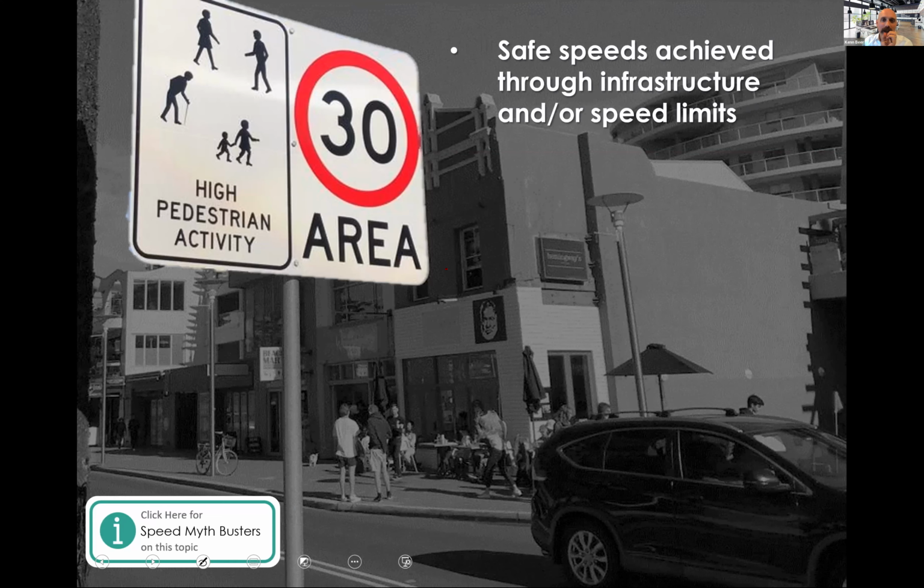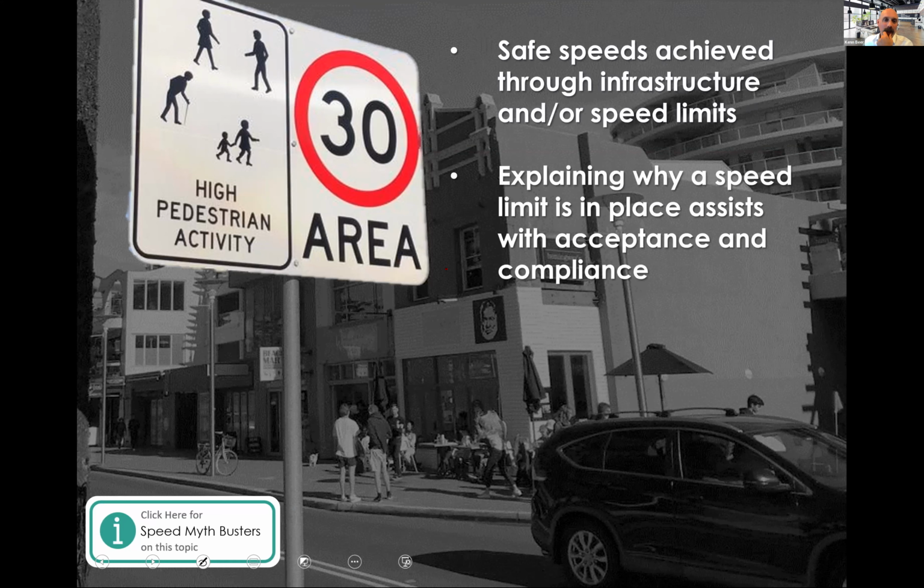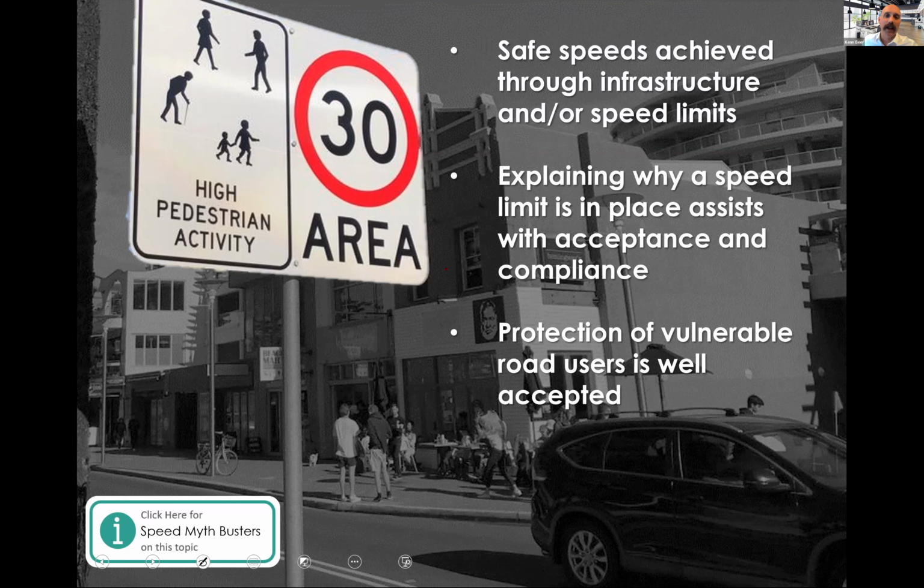And that really comes back to infrastructure and/or speed limits being how we achieve those safe speeds. We know infrastructure can be very, very effective in getting speeds down if designed correctly. Explaining why speed limits are in place can be very beneficial in terms of acceptance and compliance, and protection of vulnerable road users is generally well accepted.